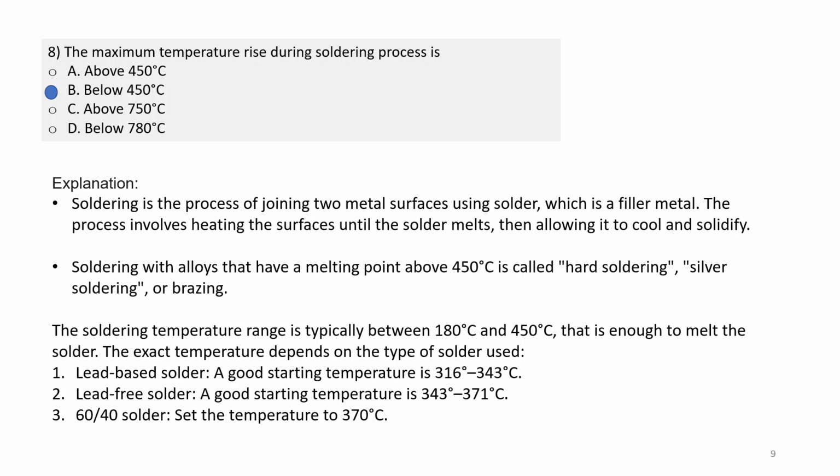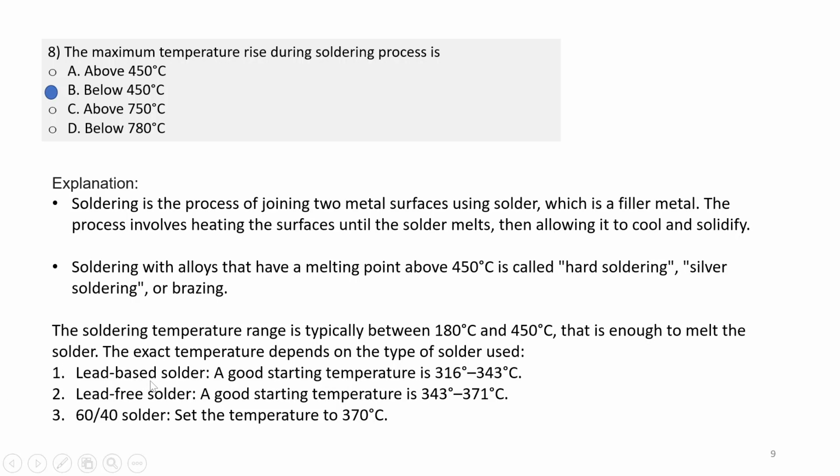Okay, so soldering is the process of joining two metal surfaces using solder, which is a filler metal. This process involves heating the surface until the solder melts, then allowing it to cool and solidify. Soldering with alloys that have a melting point above 450 degrees Celsius is called hard soldering, silver soldering or brazing. The soldering temperature range is typically between 180 and 450, which is enough to melt the solder, and the exact temperature depends on the type of solder used.